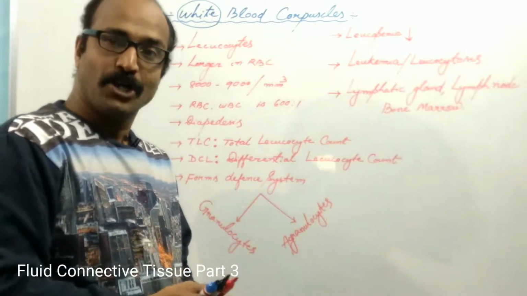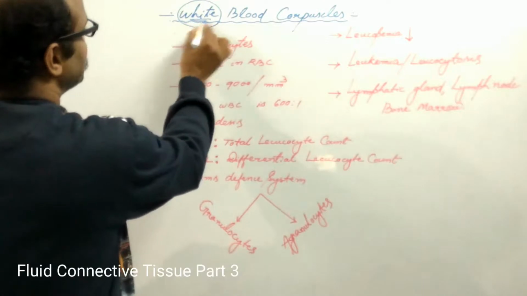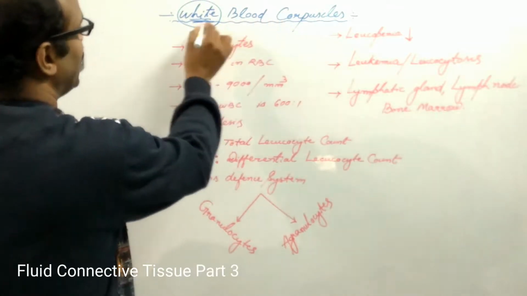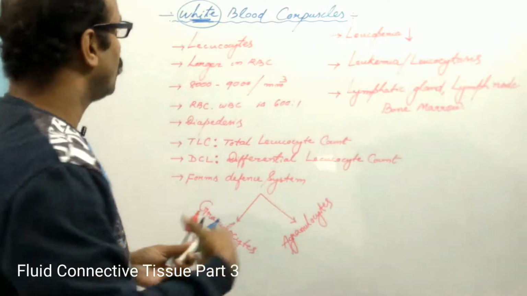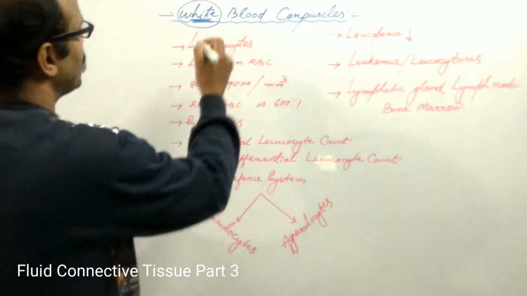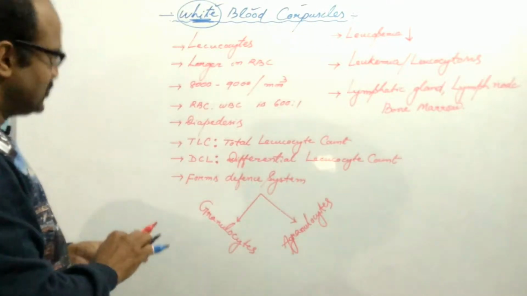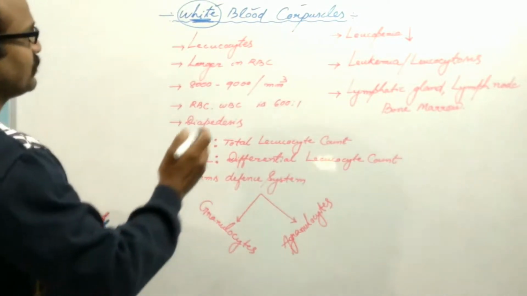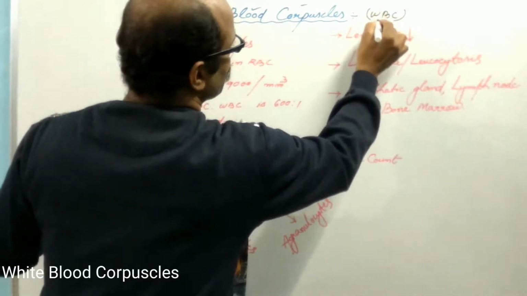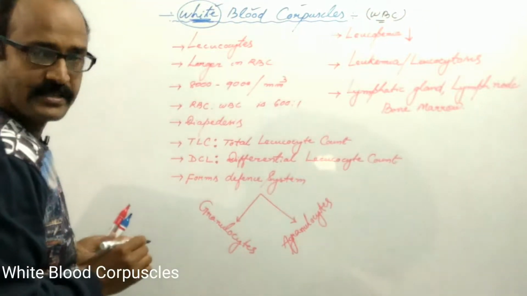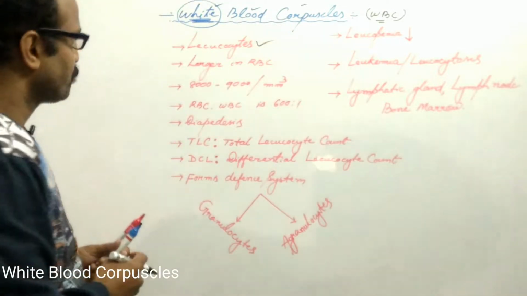In this video, I have a talk about the white blood corpuscles. These are colorless. The corpuscles or the formed particles of blood are colorless. That's why these are known as the white blood corpuscles. These white blood corpuscles, in short known as WBC, scientifically are known as the leukocytes.